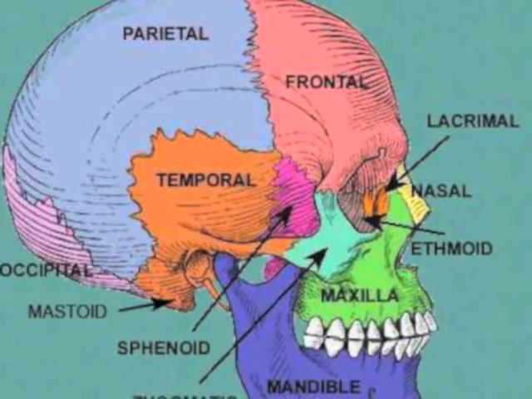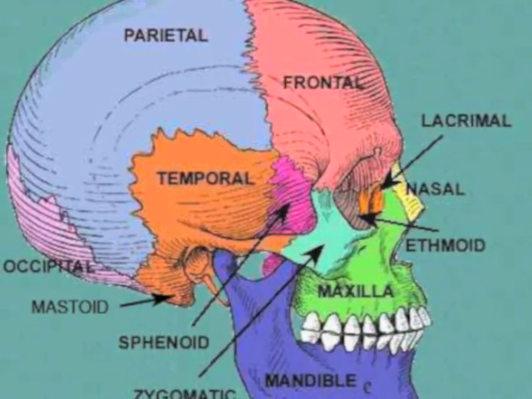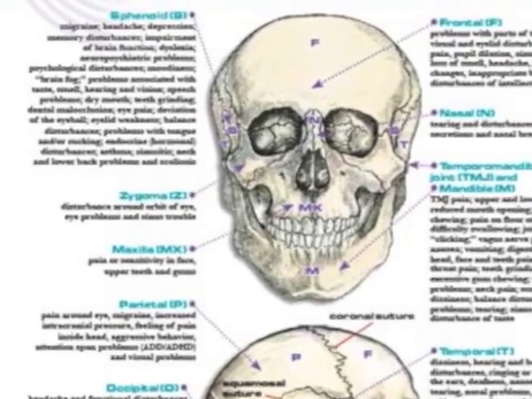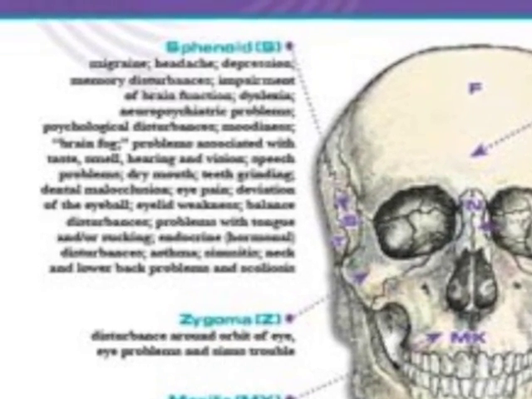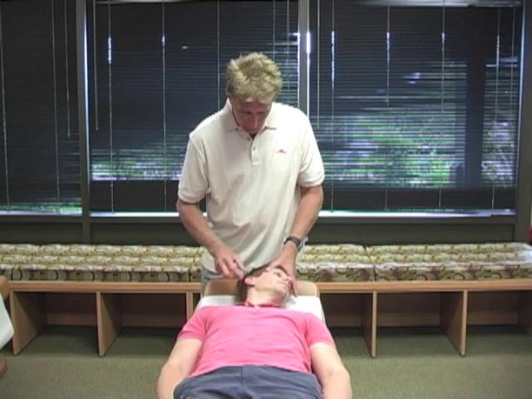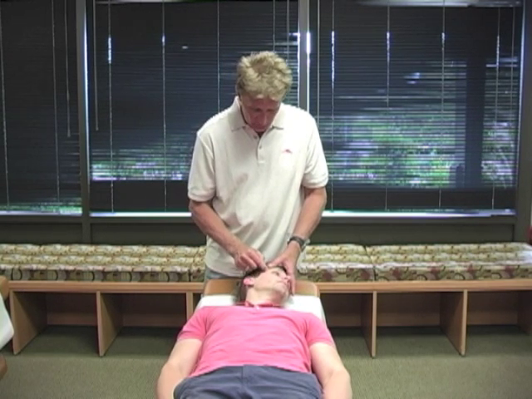Now, the sphenoid can cause a lot of problems, from dizziness. It's the leading cause of migraine headaches. We see patients with vision problems, all sorts of different things. So when we check the sphenoid over here, what we'll do is we're going to adjust the temporal, and then the sphenoid is just ahead of it.